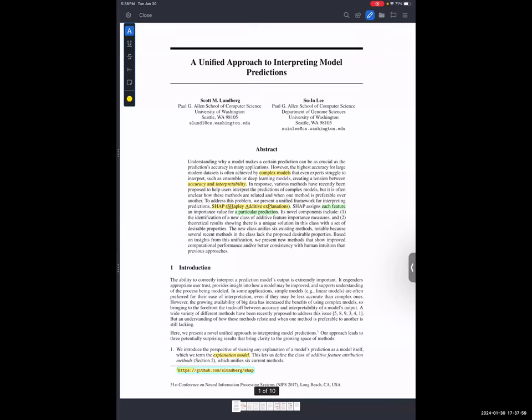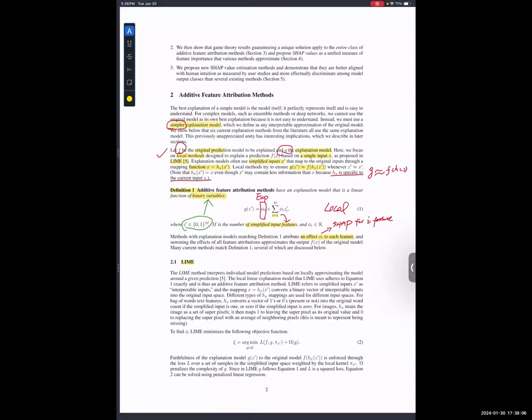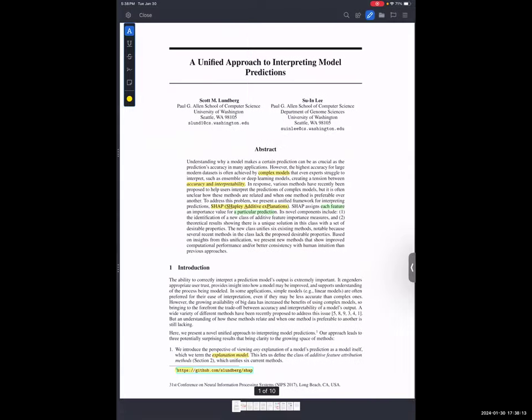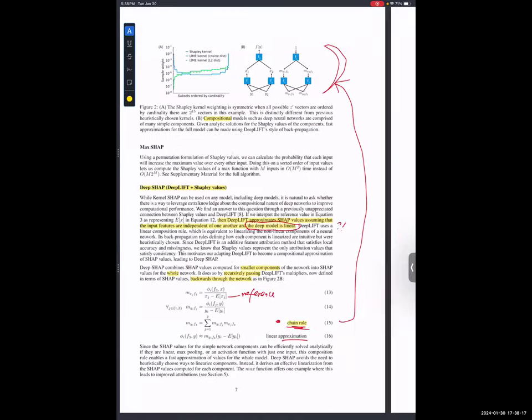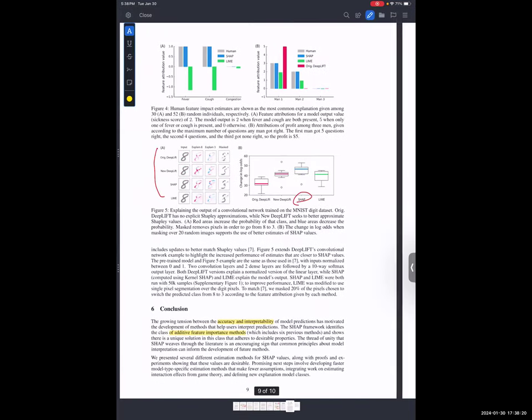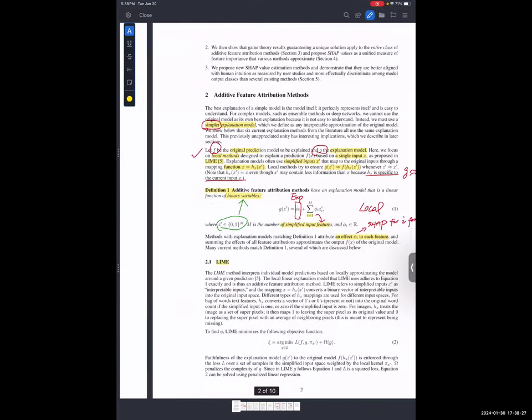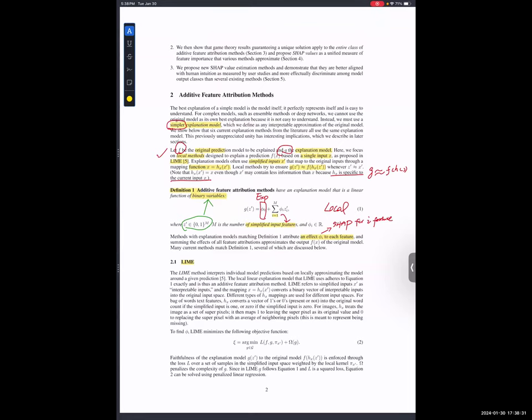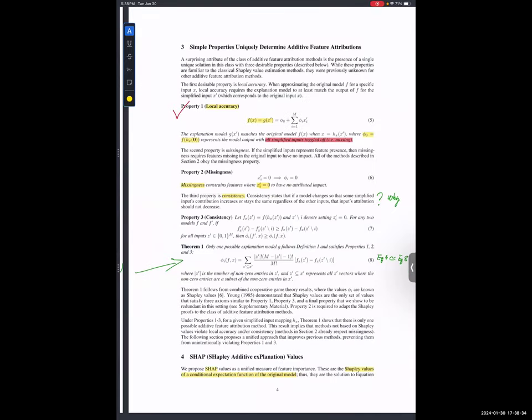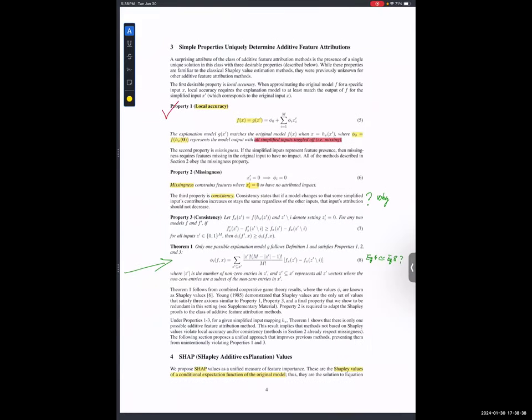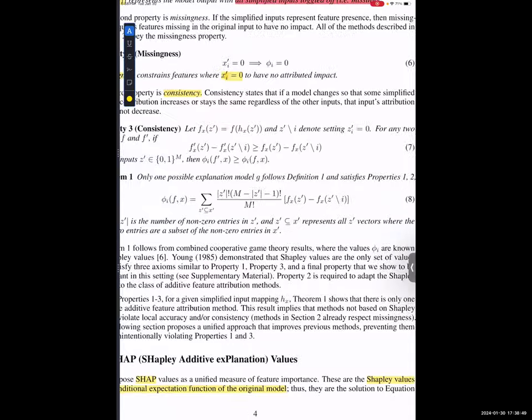But we go back to the primary research paper. The paper has five main sections, plus a sixth, the conclusion. The first part is the introduction. The second part lists the previous methods. The third part lists the major method, why the additive feature approach can have all these properties, and the fourth part formally introduces the Shapley value.